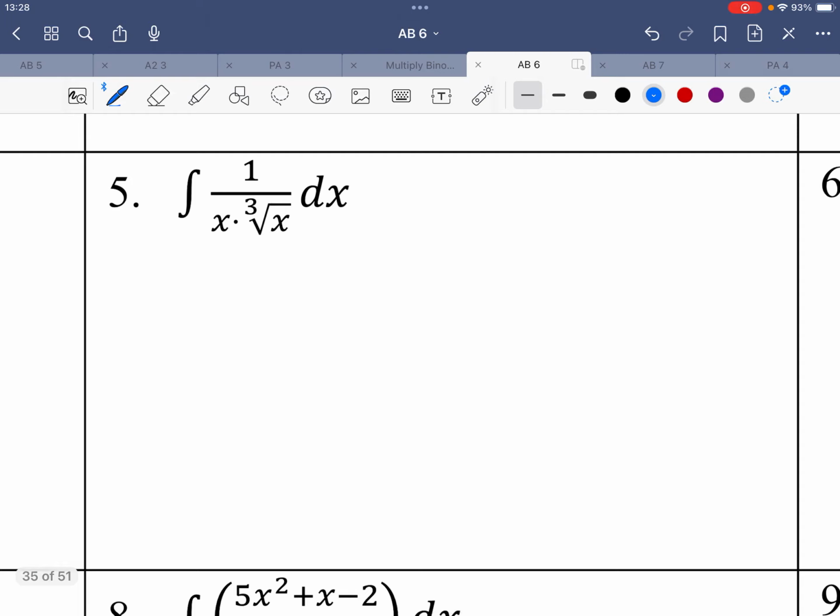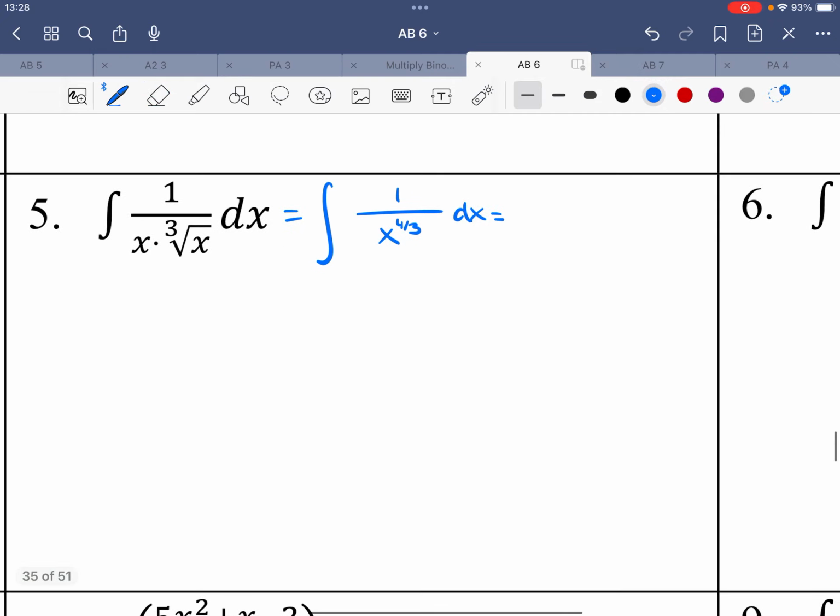This one, I see there's a product here, and what we're going to do is use properties of exponents first to change that. So this is x to the first times x to the 1/3. So I'm going to add exponents, and when I add the exponents, I get x to the 4/3. But also, I'm going to use a negative exponent so I can use the power rule. That's now ready for the power rule.